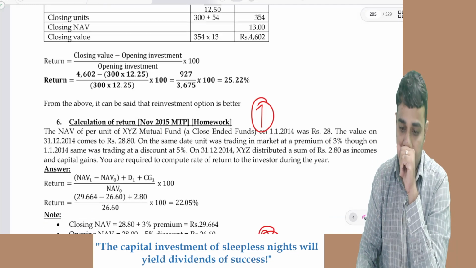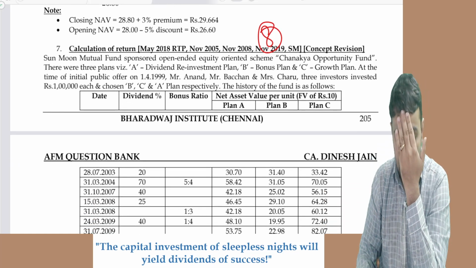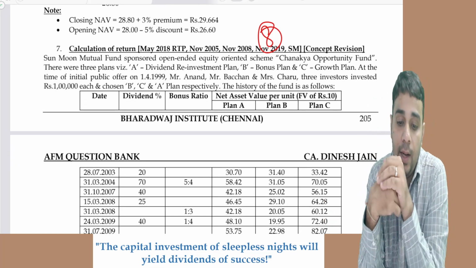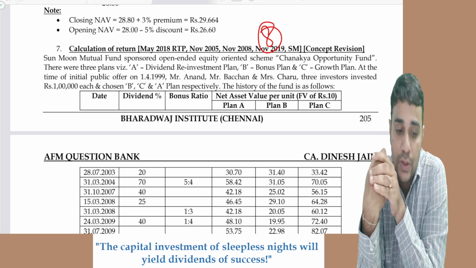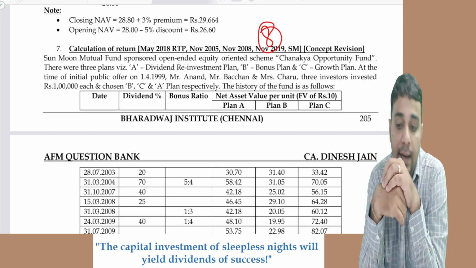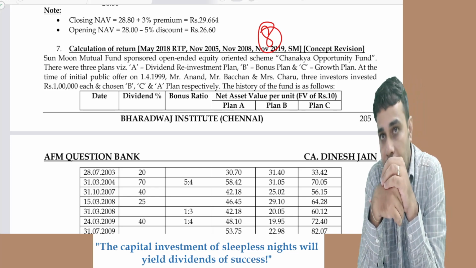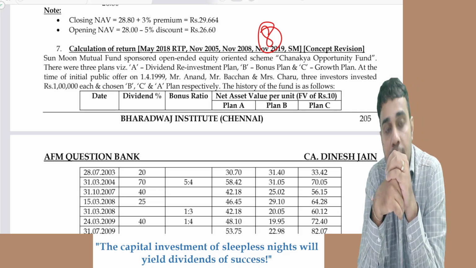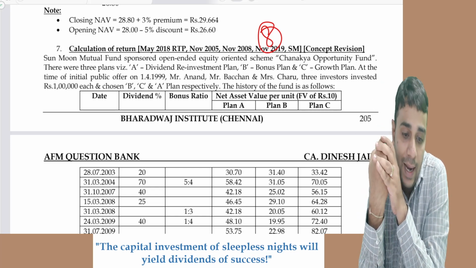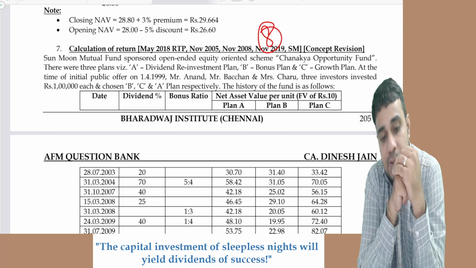Let's see a very lengthy question now. Question 7. You are not going to do it, you will be in listen mode only. Sunmoon Mutual Fund sponsored an open-ended equity-oriented scheme, Chanakya Opportunity Fund. 3 plans: dividend reinvestment, bonus plan, and growth plan. At the time of IPO on 1/4/99, Mr. Anand, Mr. Bachchan, and Mrs. Charu, three investors, invested 1 lakh each and chose B, C, and A plan respectively.